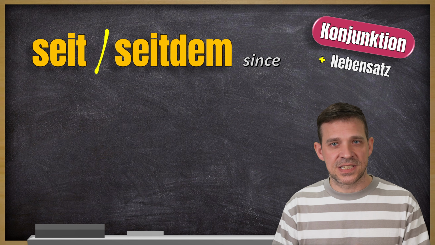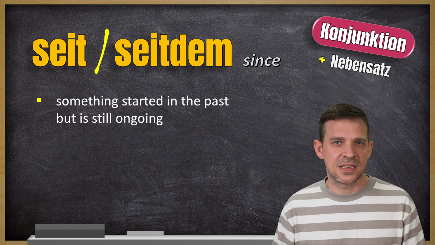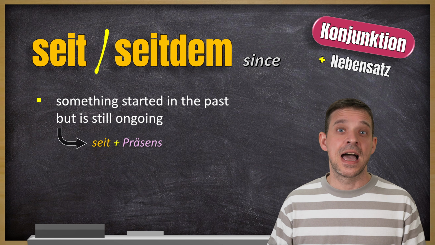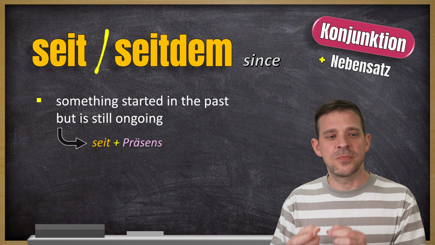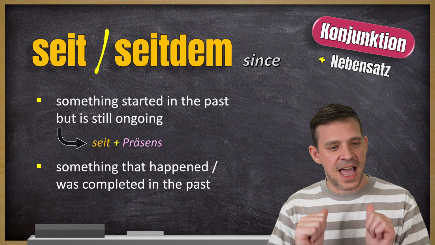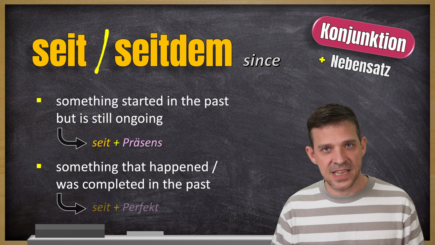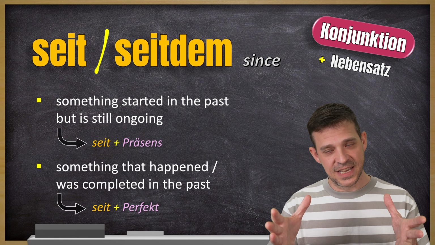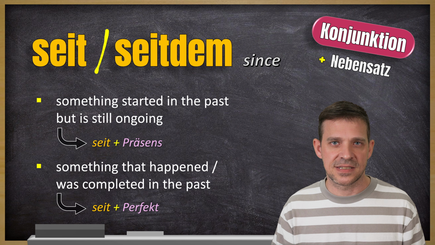So we use seit oder seitdem as a conjunction when something started in the past but is still ongoing, and then we use it in combination with Präsens, present tense. Something is still ongoing, in German we use the present tense. But if something happened or was completed in the past, then we use seit plus the perfect tense, the present perfect tense. Again, because whatever happened is completed in the past.